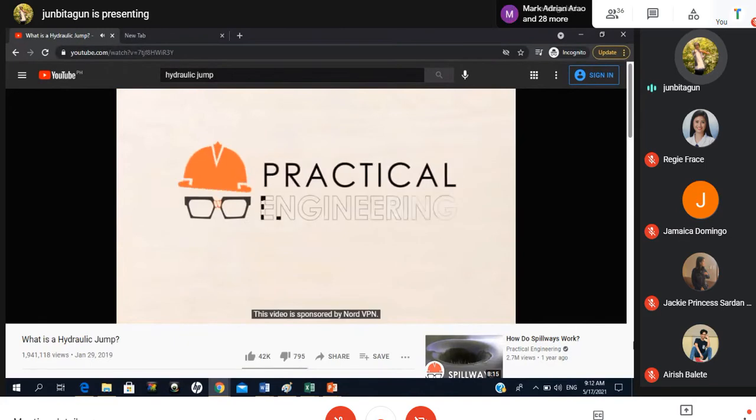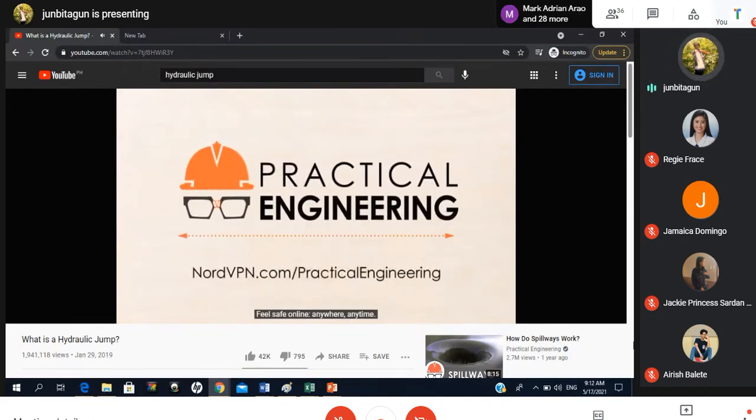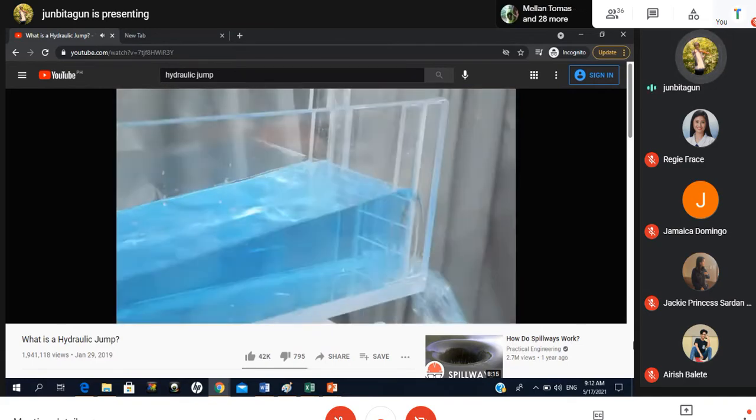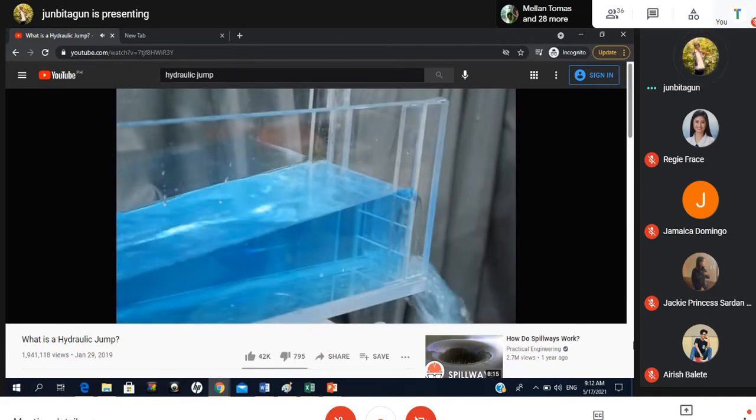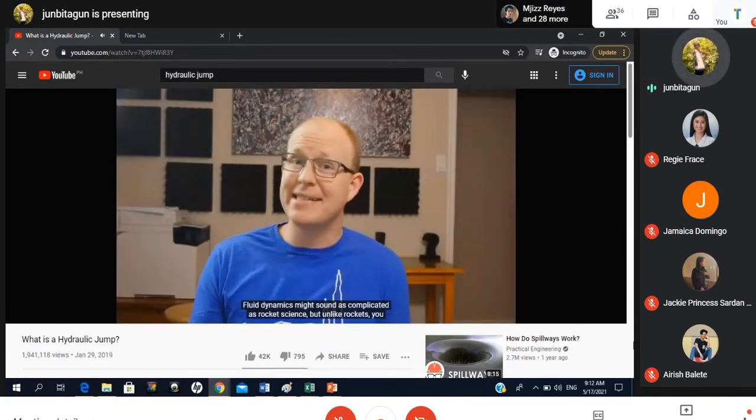Naglalagay sila ng parang harang. Nagbabago yung gano'n, no? Yung flow ng water on a certain location. Tapos yun na nga, to manage na dapat yung energy.